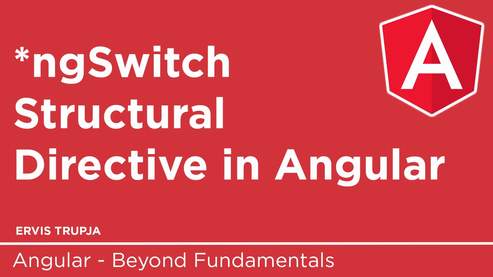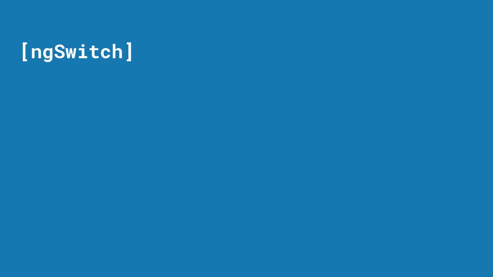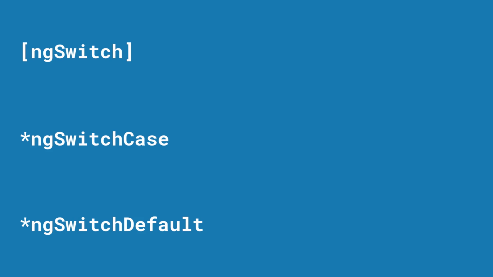Another important structural directive is the ngSwitch directive. Compared to the ngIf and ngFor, the ngSwitch is a set of three directives. The ngSwitch is the main directive, and then you have the ngSwitchCase where you define different cases which, if true, will render the element to the DOM, and the third directive is the ngSwitchDefault directive. The ngSwitchDefault will get used when none of the switch cases is met.